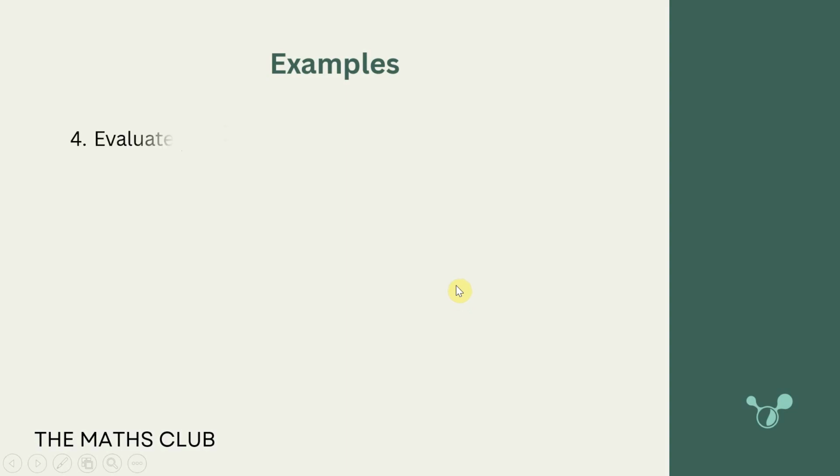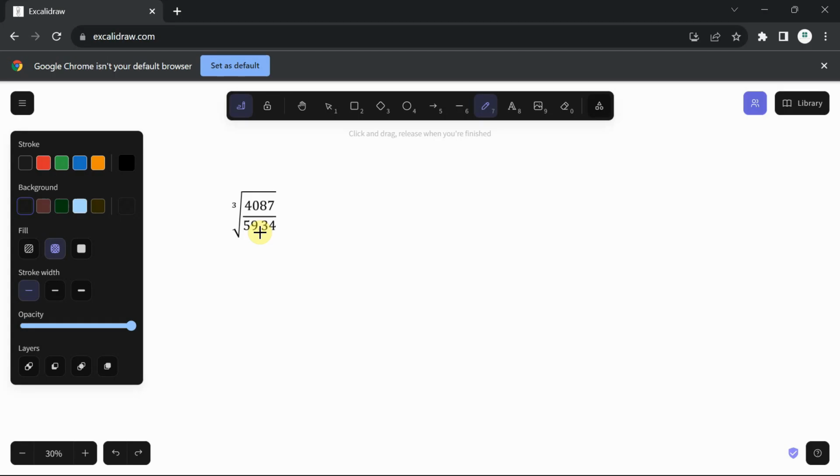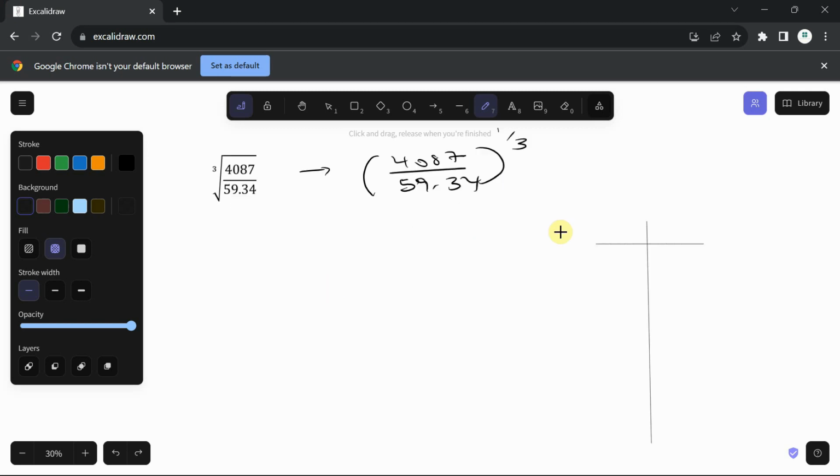So let's look at the next question. The next question is saying that we should evaluate the cube root of 4087 divided by 59.34. So I could rewrite this and say this same thing as saying 4087 divided by 59.34 all raised to the power of 1 over 3, right, from the laws of indices. So yeah, this will be the number and these are logs. So the first number we're dealing with is 4087, right? So let's find the log of 4087. Standard form, that will be 4.087 times 10 raised to the power of 3, right?